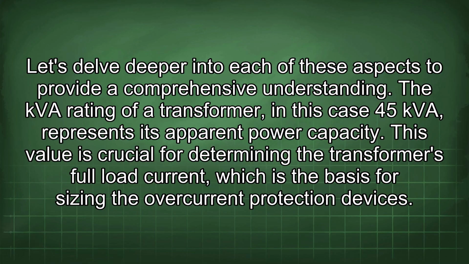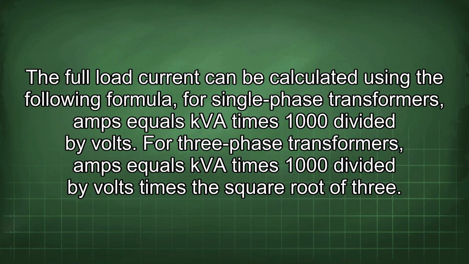The kVA rating of a transformer, in this case 45 kVA, represents its apparent power capacity. This value is crucial for determining the transformer's full load current, which is the basis for sizing the overcurrent protection devices. The full load current can be calculated using the following formula for single-phase transformers: amps equals kVA times 1000 divided by volts. For three-phase transformers, amps equals kVA times 1000 divided by volts times the square root of 3.